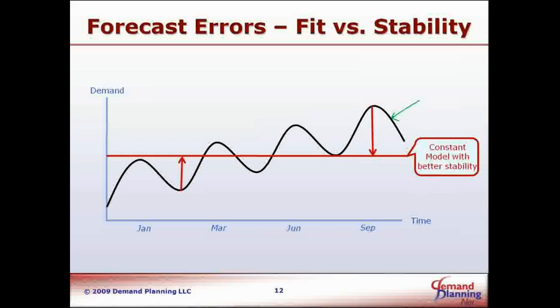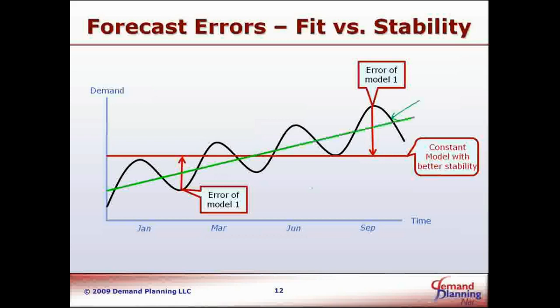So think about this: forecast errors, fit versus stability. I may have given you a hand-drawn ugly chart, but here is a real chart, right? Let's say here is your actual data. This is your historical data, okay? Now your first model was a straight line model. So this is your first stab at it, right? It's a straight line model.